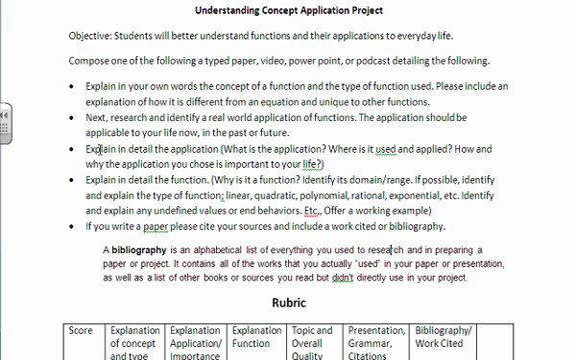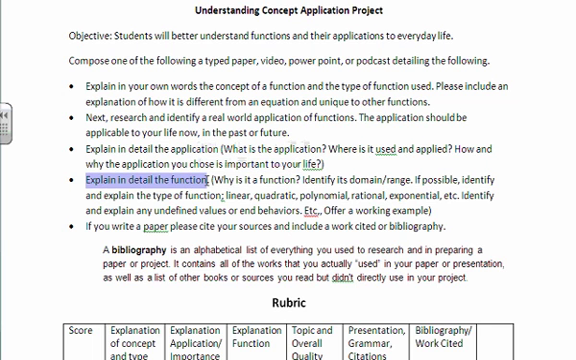Also, once you identify and research the real application, explain in detail what the application is. How does it apply? What is the application? Where is it used and applied? How and why is the application you chose important to your life? So that's what you want to do, in any different ways.